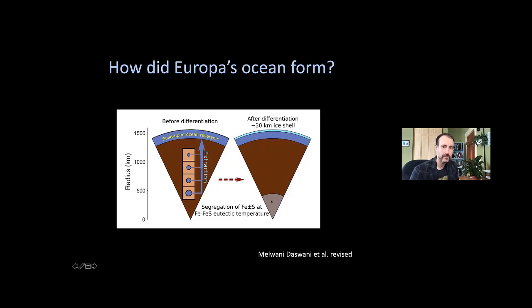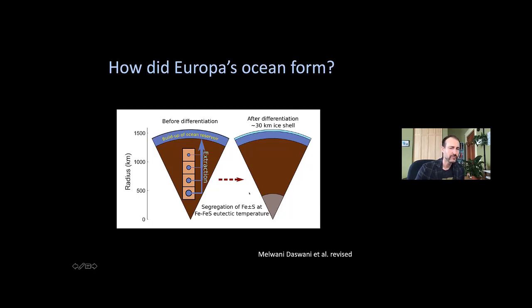Some recent work that I've been involved in: this was a former postdoc working with us, now an employee at JPL, Mohit Melwani Daswani. He had this nice paper, which is in revision, recently resubmitted. The idea is we can think of Europa's ocean evolving, subsequent to its formation, from the global alteration of materials.